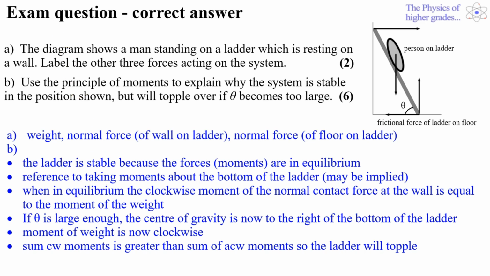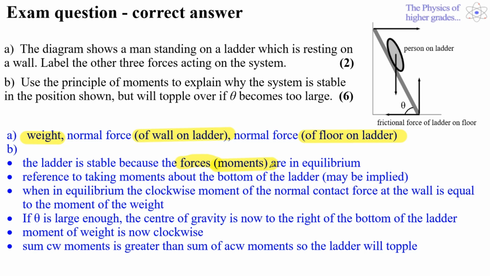So let's go through this stage by stage. Part A, the weight, absolutely, that's fine. The normal force, as we've said, of the wall on the ladder and of the floor on the ladder, will be better detail. You probably don't need this, so there's 1 mark for both of these together, but it's good to get that actual detail. Right, so why is it stable? It's stable because we could say the forces are in equilibrium, or we could say the moments are in equilibrium.